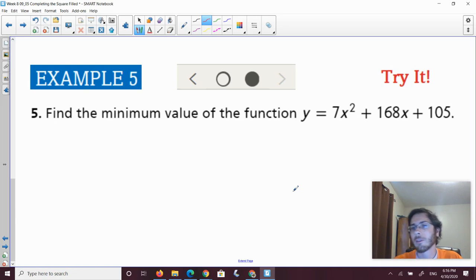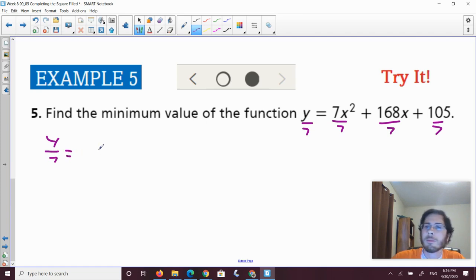We can try it out. For the try it, now we're just doing the math example. We're not doing a real world application. So first thing we want to do is see that I don't have x squared by itself. So I have to divide everything by 7, which again, we might not like 7, but y divided by 7 is perfectly fine. We can leave it alone. 168 divided by 7, so that's 24. 105 divided by 7 is 15.